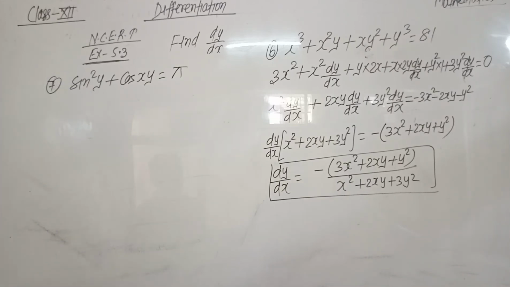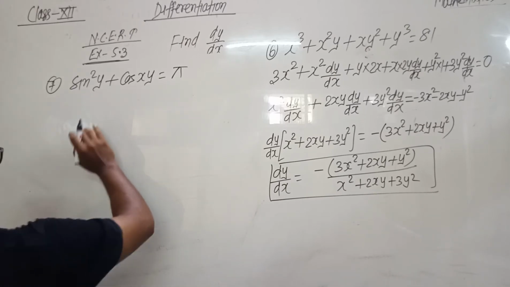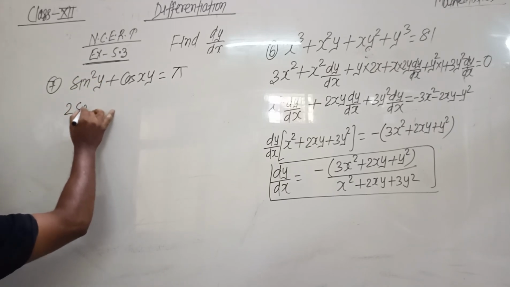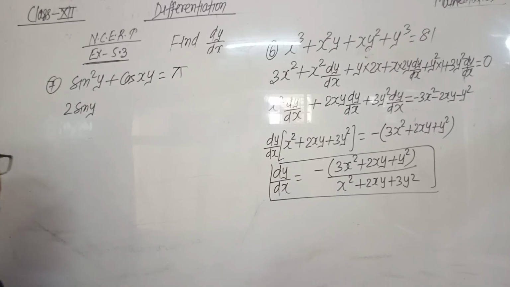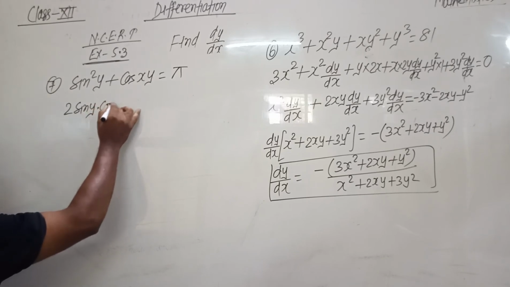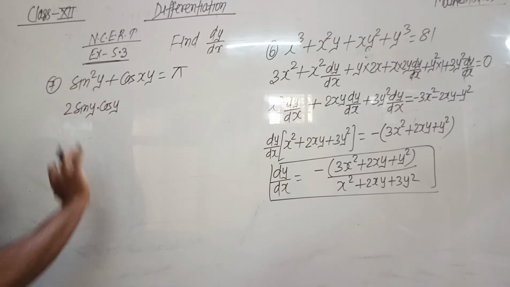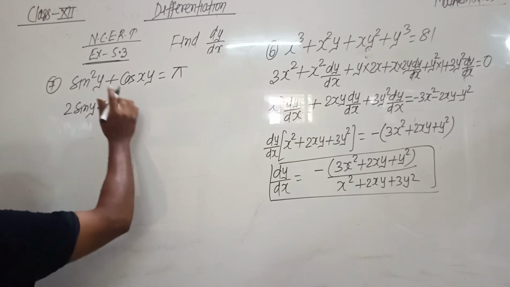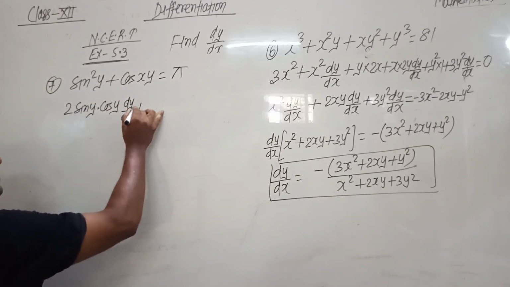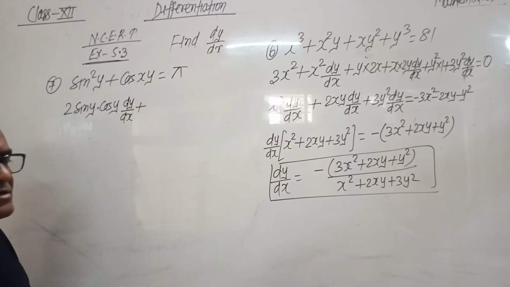sin²y can also be written as (sin y) the whole square. So this will be differentiated on the formula x raised to the power n. Firstly it becomes 2 sin y. Now drop the term square. Differentiation of sin y comes to be cos y. Now drop sin, then differentiation of y with respect to x is dy by dx, plus cos of xy.